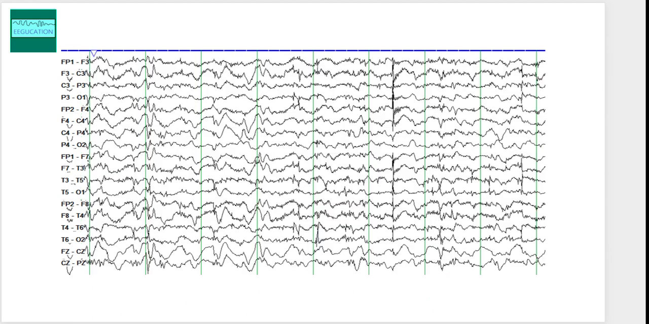Same thing here. There is some artifact. This is artifact right here. You see a lot of fast activity, you see a lot of sharps, you see a lot of low amplitude spikes on this EEG. You can see sharp waves even on the midline here in the midline electrodes.